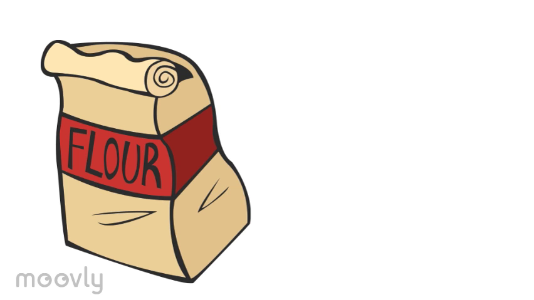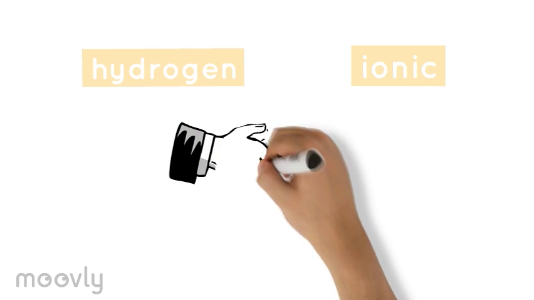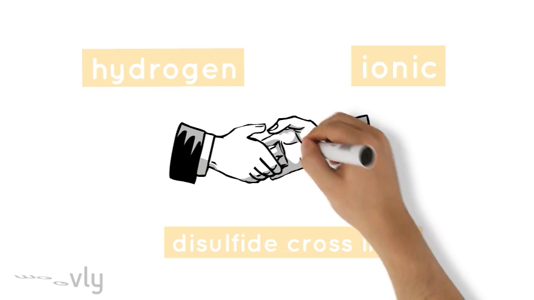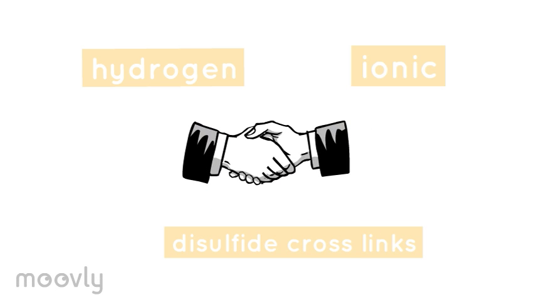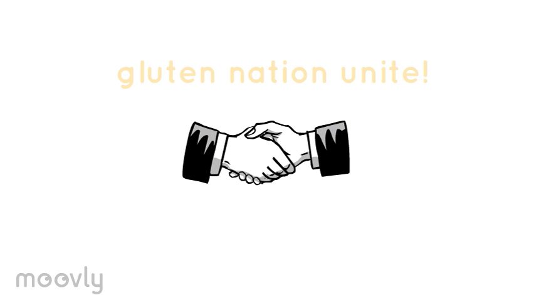But before we move on to that, let's just get an understanding of the reactions that the proteins take part in. When water is added to the flour, the proteins line up with each other. They form hydrogen bonds, ionic bonds, and disulfide cross-links between the chains of gliadin and glutenin, leading to the formation of the gluten network in the dough. Note here, gliadin and glutenin bond to form gluten.